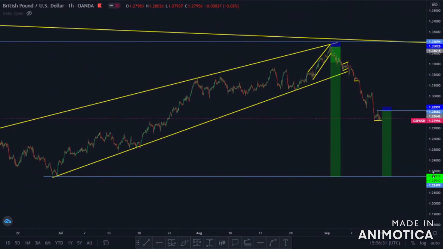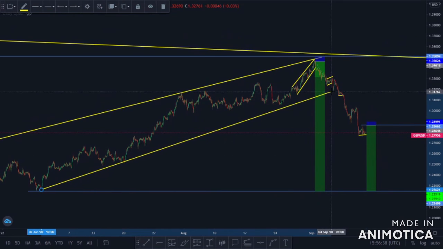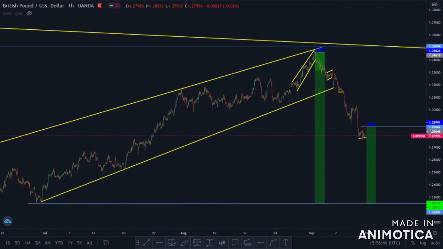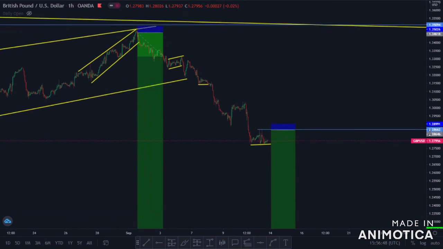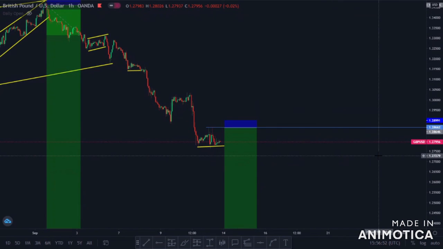That's just my view on GBPUSD and what might happen within the next coming weeks. I will keep you updated with Nasdaq within the week and what we might expect.